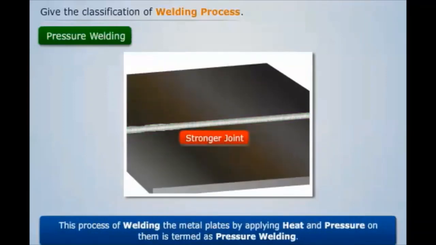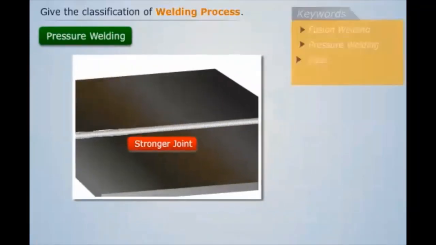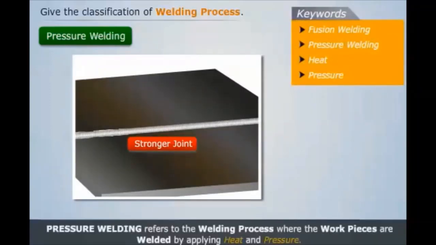This process of welding the metal plates by applying heat and pressure on them is termed as pressure welding. Thus, pressure welding refers to the welding process where the workpieces are welded by applying heat and pressure.